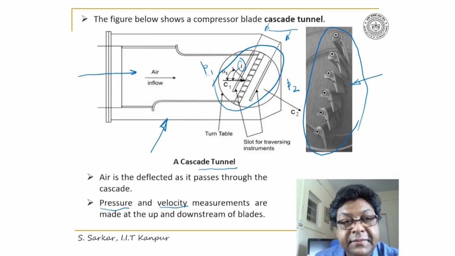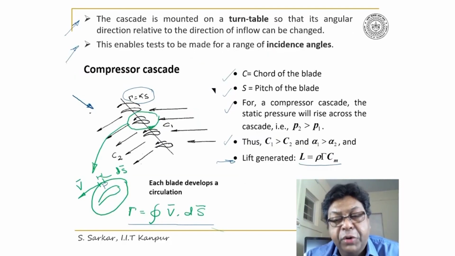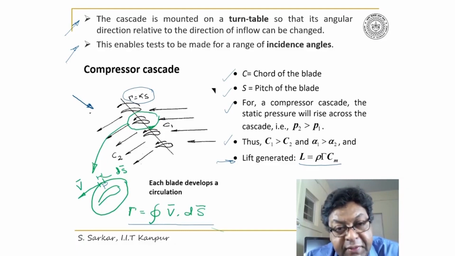tunnel. Let me state the two important points: that the cascade is mounted on a turntable so that its angular position with respect to the direction of inflow can be changed, and thereby it enables us to take measurements for a wide range of angles of incidence.